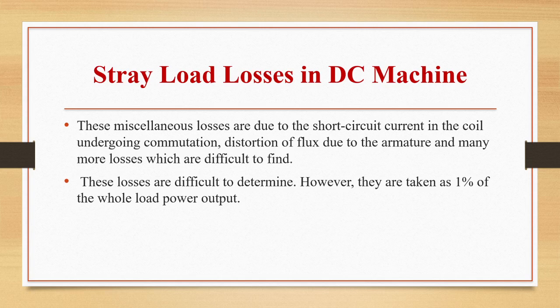So these miscellaneous losses are due to the short circuit current in the coil undergoing commutation, distortion of flux due to the armature, and many more losses which are difficult to find. These losses are difficult to determine also, and they contribute only 1% of the whole load power output.